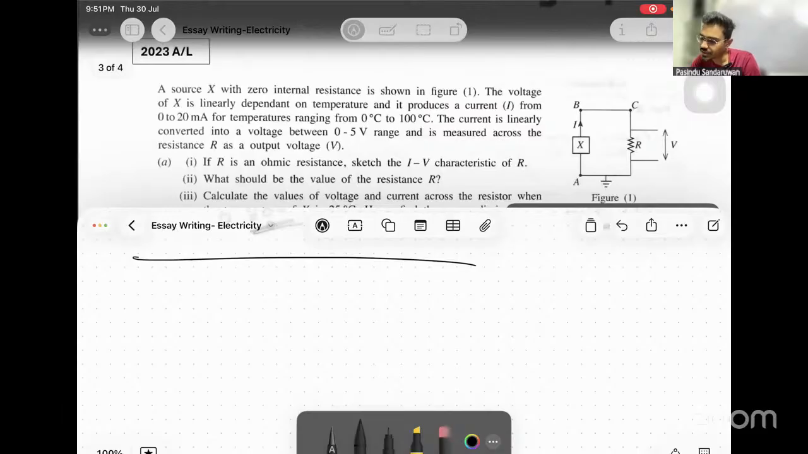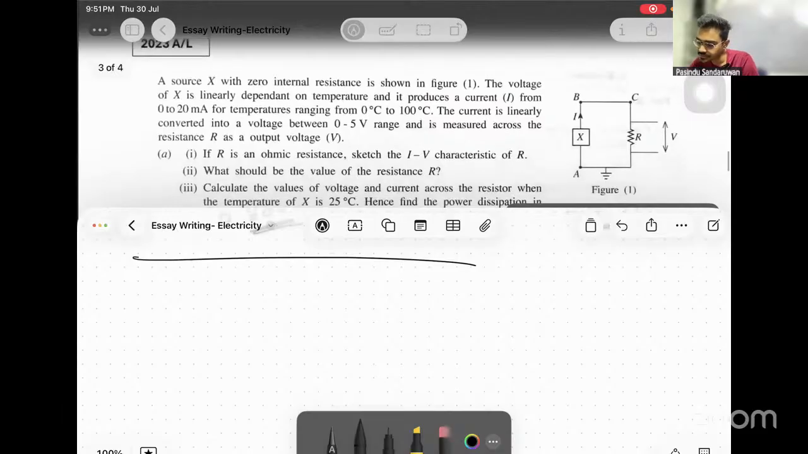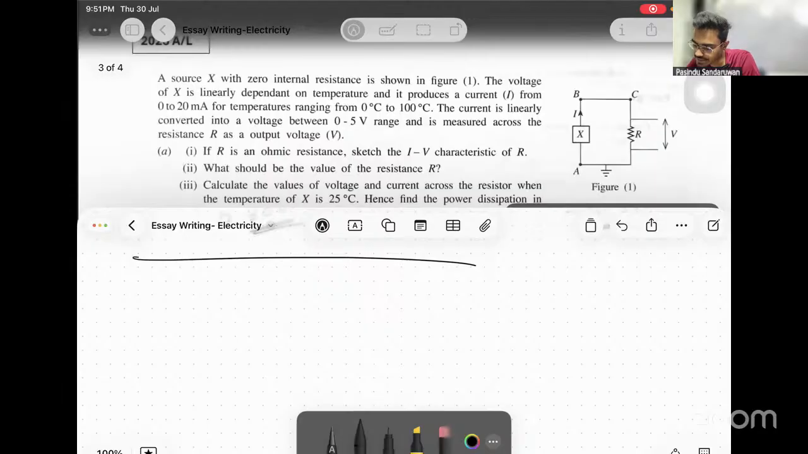Then next. A source X with zero internal resistance is shown in figure 1. The voltage of X is linearly dependent on temperature and produces a current I from 0 to 20 milliamperes for the temperature ranging from 0 to 100. The current is linearly converted into a voltage between 0 and 5 volts, and is measured across the resistor R as output voltage V. Okay, the circuit diagram is given.